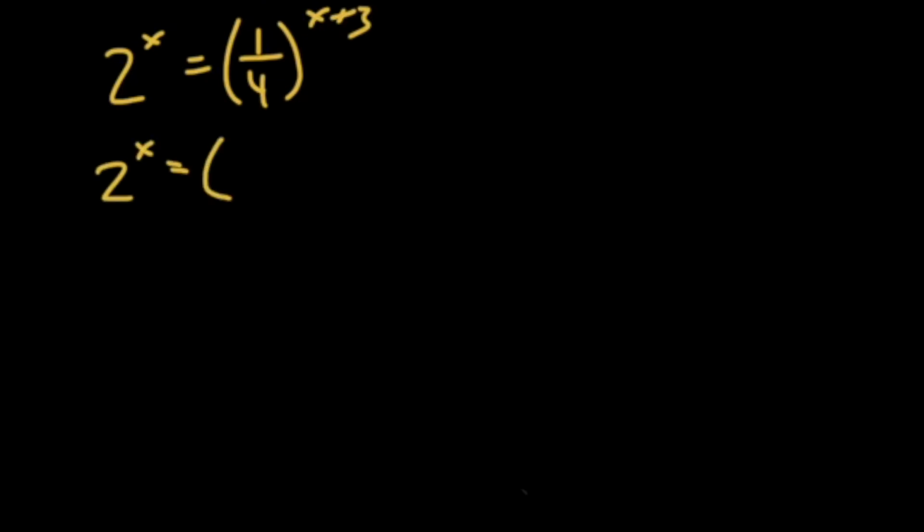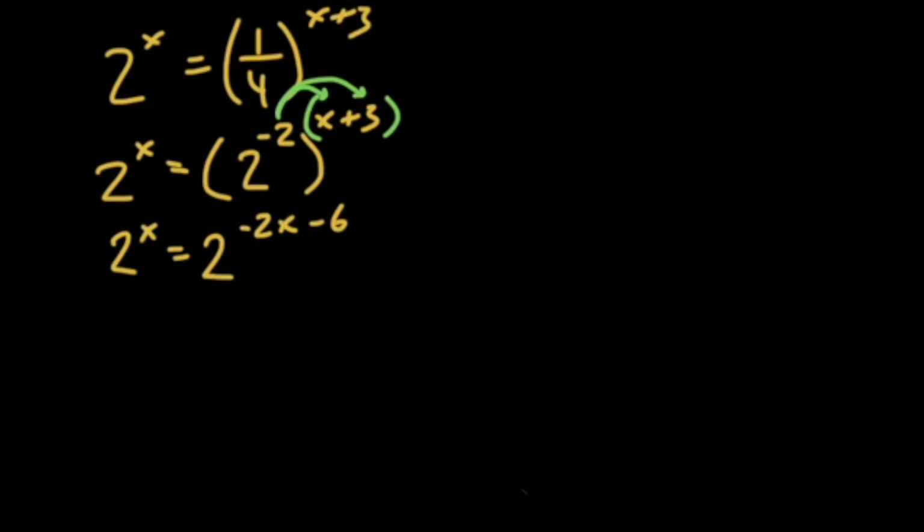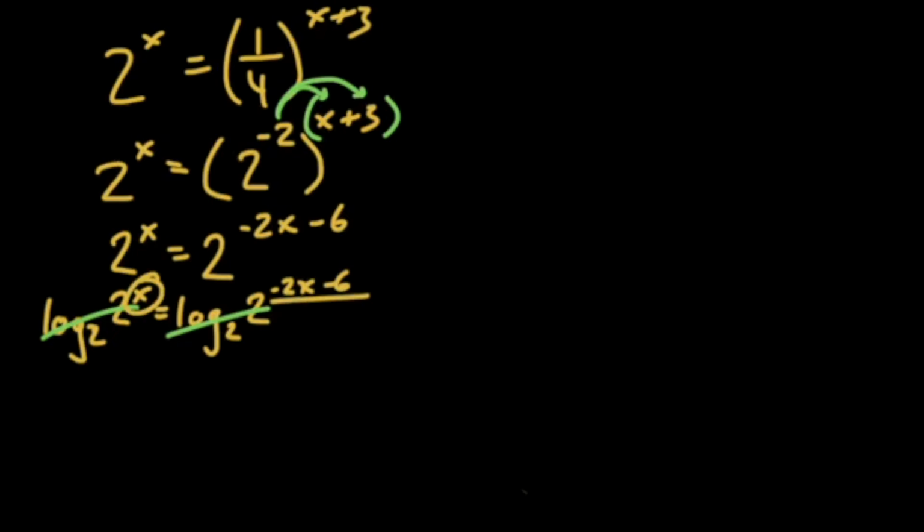So 2 to the x equals, and then let's think of how I can rewrite this as a base of 2. So I'd want to change this whole number into a fraction, which means I'd want a negative exponent, and 2 squared is 4, so 2 to the negative 2 power is 1/4. And then I'll keep that to the x plus 3 power. So now I can distribute this negative 2 into this power on the right, and then take the log base 2 on both sides, and that's how I can cancel the bases and get the variables out of the exponents.